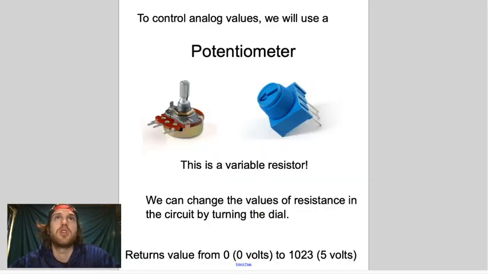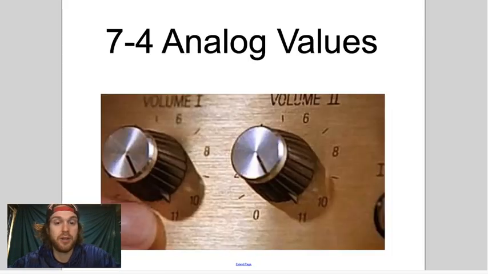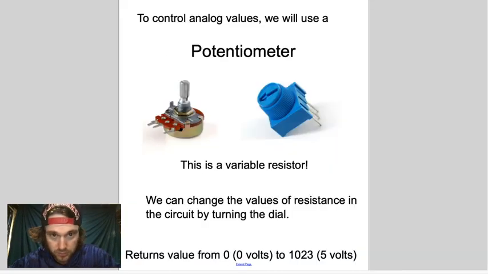Okay, to control analog values from the outside world, that is, to take a device like a guitar amplifier, right? This is the same thing. You take this guitar amplifier and you want to turn a knob and you want to be able to change the resistance and control the amperage that's flowing through the circuit. That's what an amplifier does, right? Okay, we use something called a potentiometer.